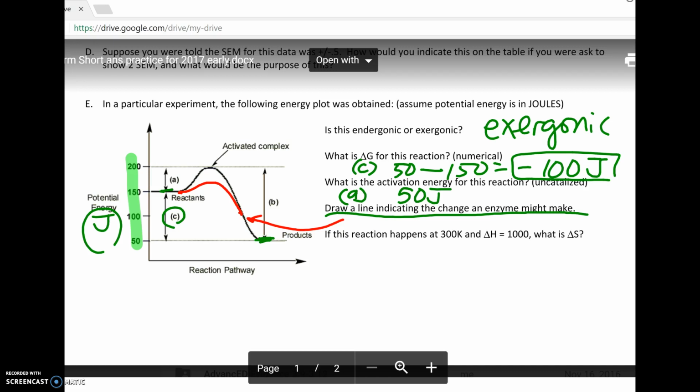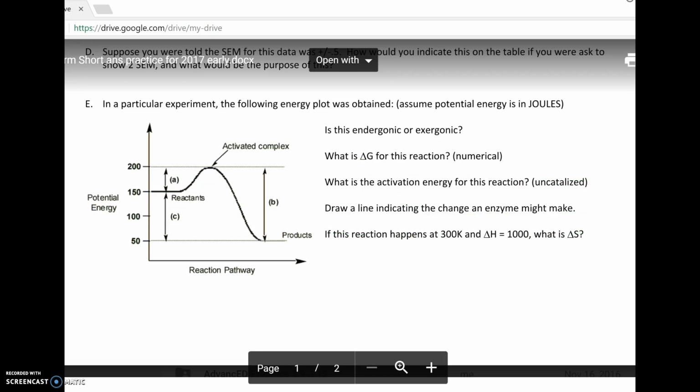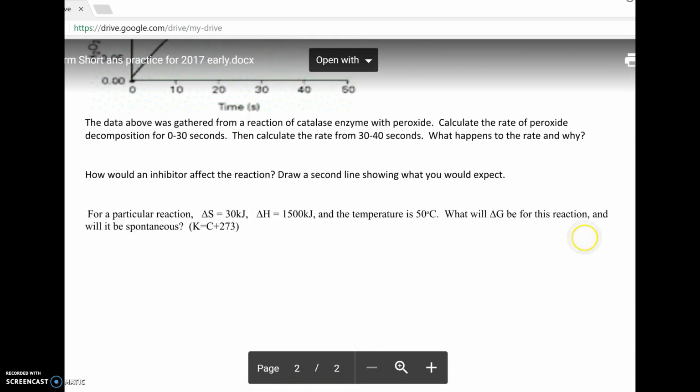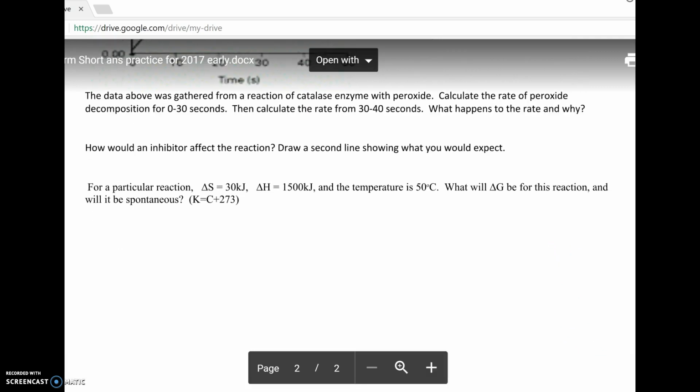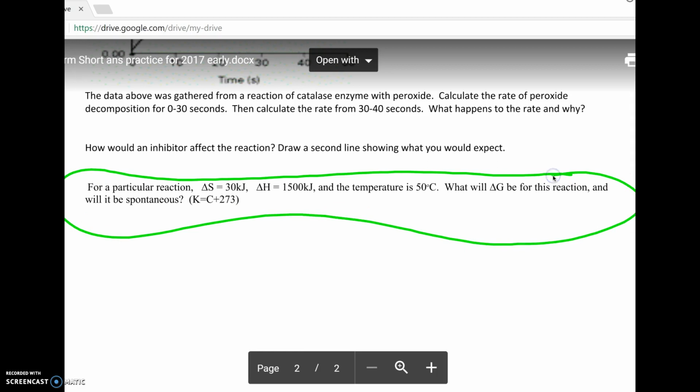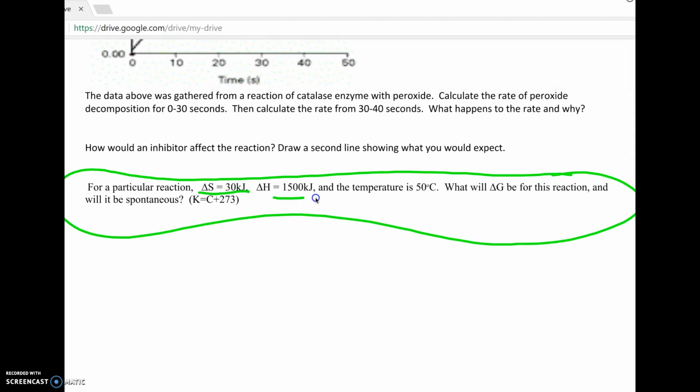You will not have a question like this one where you have to calculate the entropy, so you don't need to worry about that. You will have a regular delta G question. I believe it's the last question here. The very last question, it'll be identical to this, except I'll change the numbers. I'll give you S, I'll give you H, I'll give you the temperature, I'll ask you for delta G, and then I'll ask you if it's spontaneous.